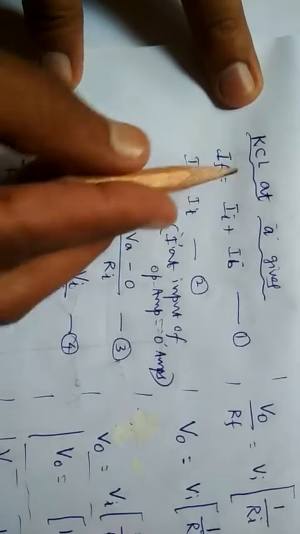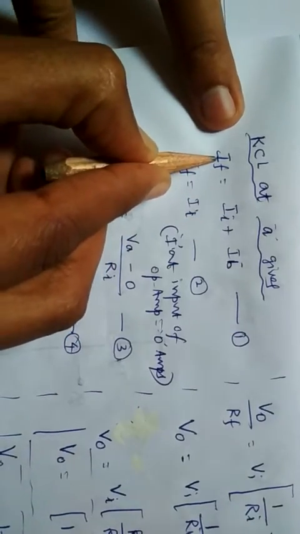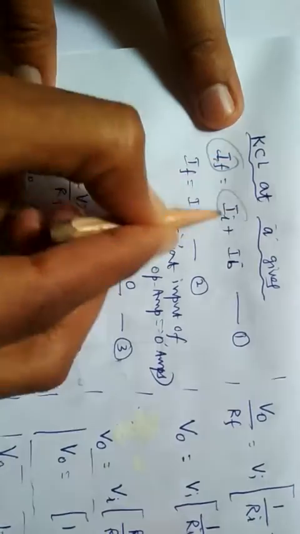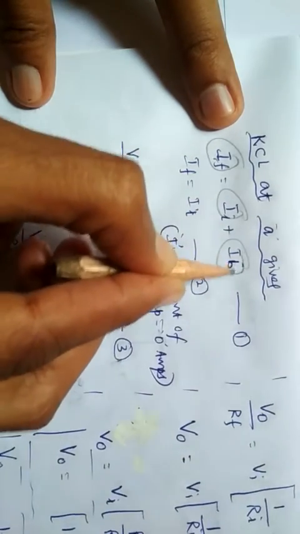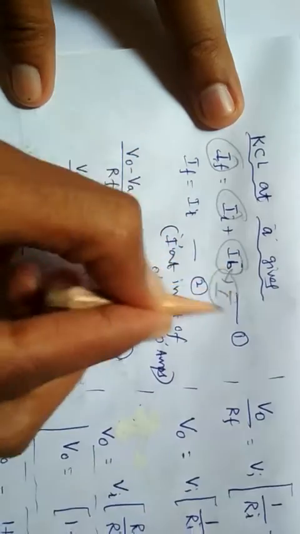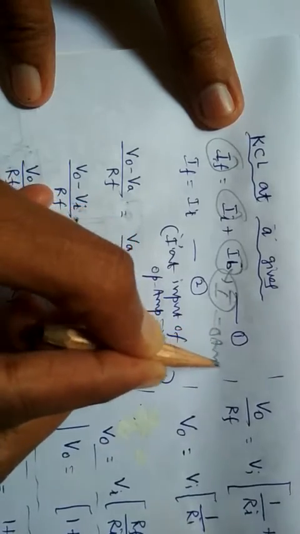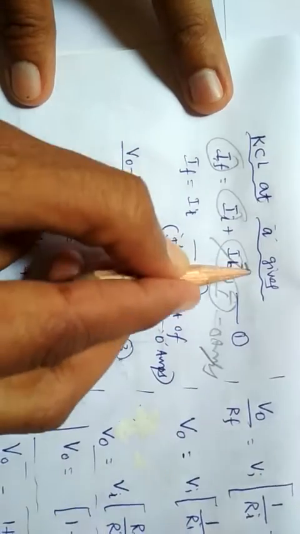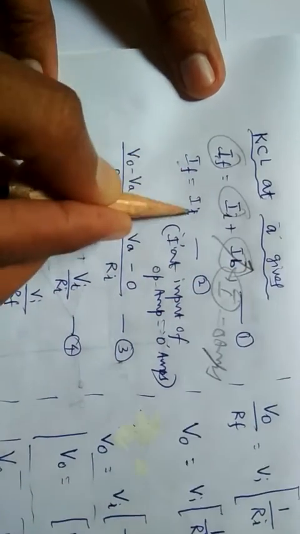As we discussed earlier, KCL at node A gives the feedback current IF equals the input current plus I. In the diagram we have marked this as I, and it will be 0 amps, so you won't consider it for analysis. So IF equals II.